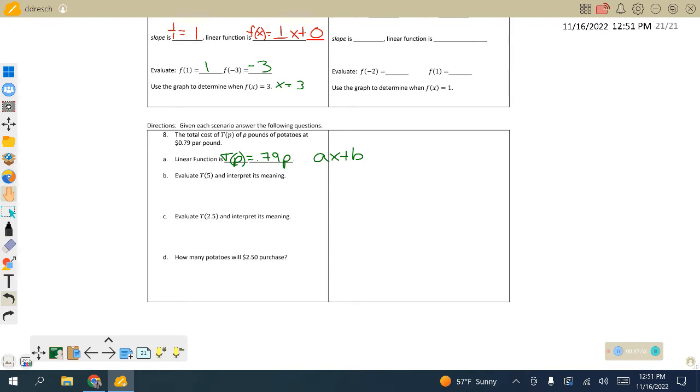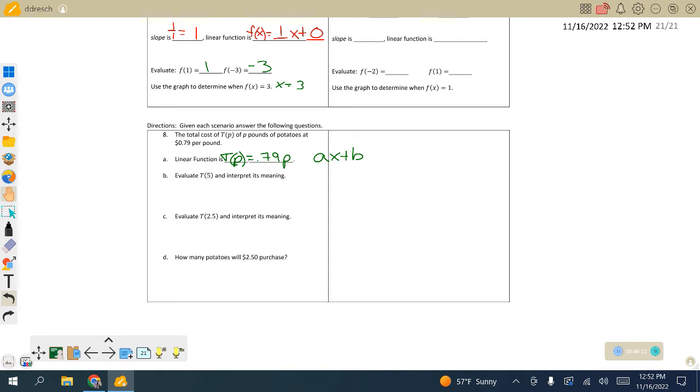Now, that's the only thing we're doing here. We're not buying anything else. It's last minute. We forgot the potatoes. We're running in. That's going to be the only thing on our bill. So we don't have to worry about any of the other fixings to go along with it. So there's not going to be a y-intercept to go with that. Okay? That's just it. It's just 79 cents per pound.